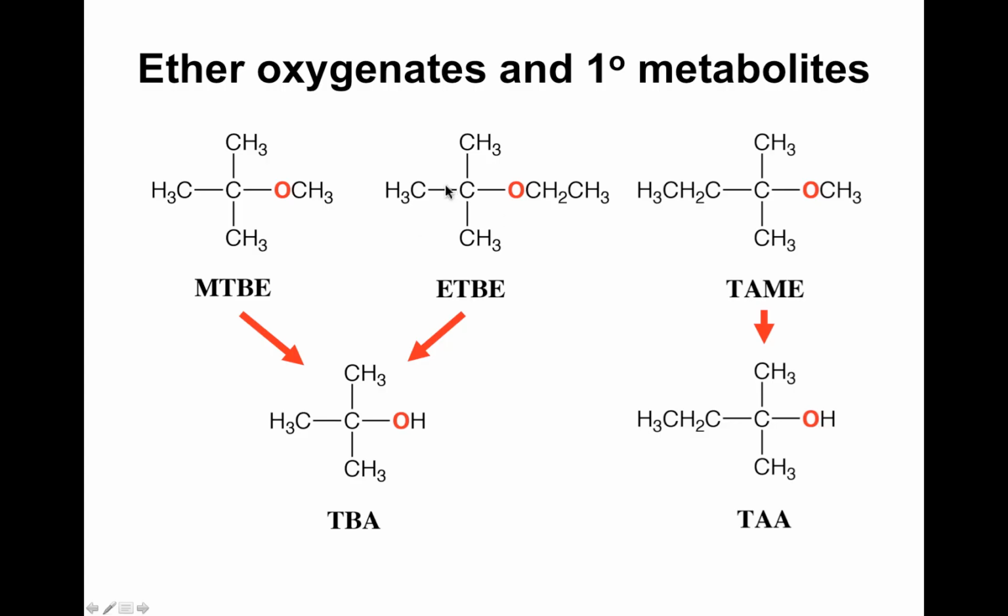Here is its kissing cousin ETBE, same tertiary butyl group. And here we have an ethoxy rather than a methoxy group. And both of these will biodegrade into tertiary butyl alcohol. Over here we have the structure of tertiary amyl methyl ether, undergoing a similar sort of demethylation reaction to give you tertiary amyl alcohol.